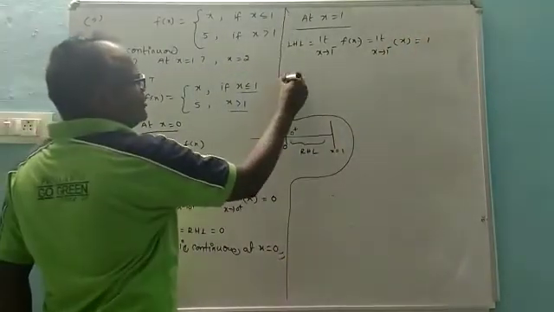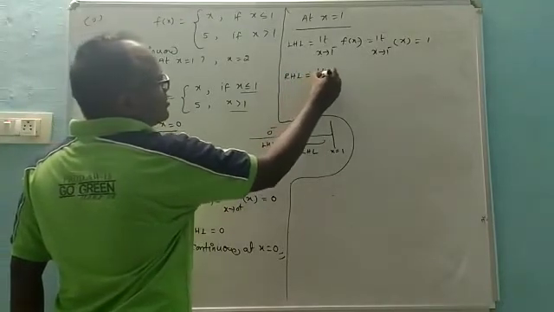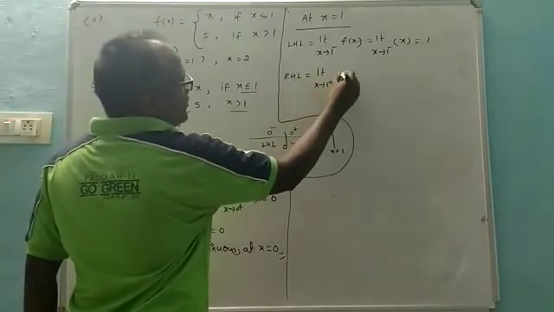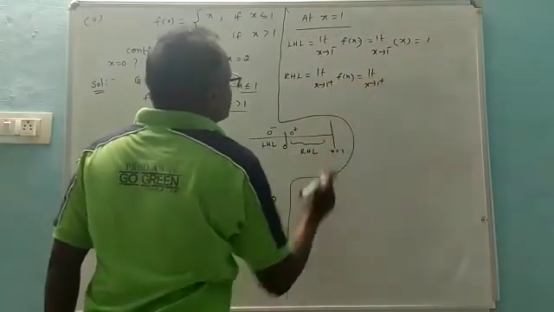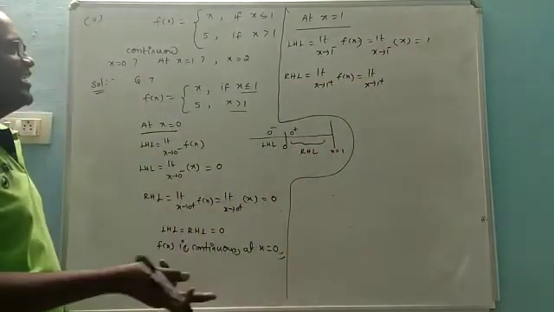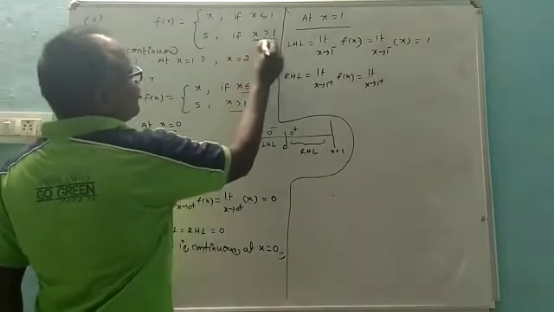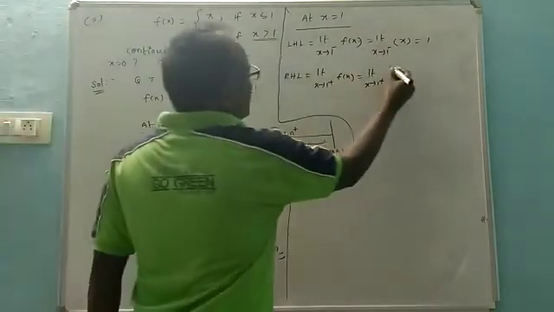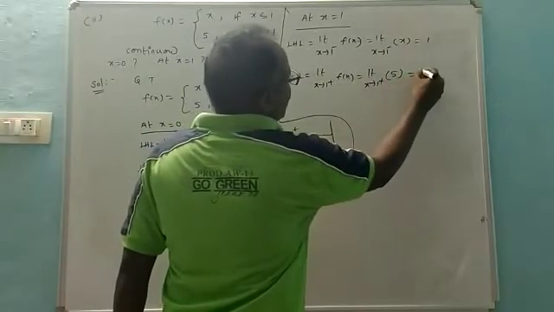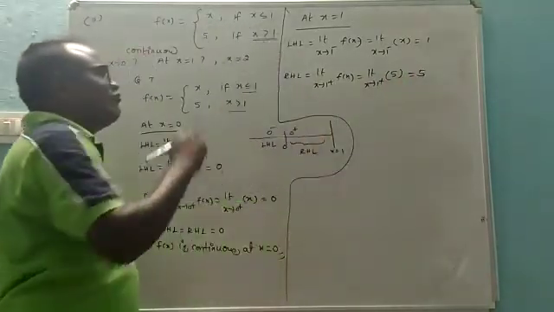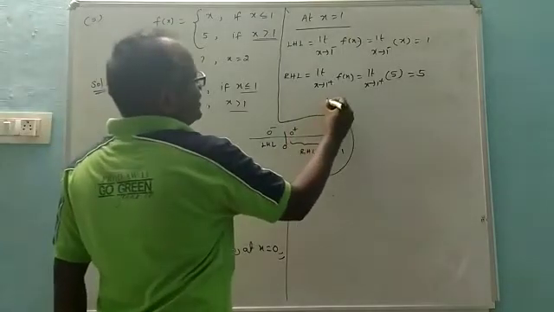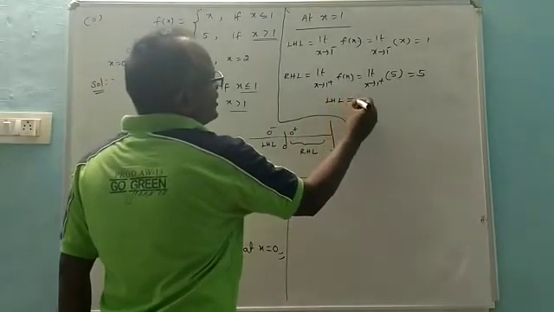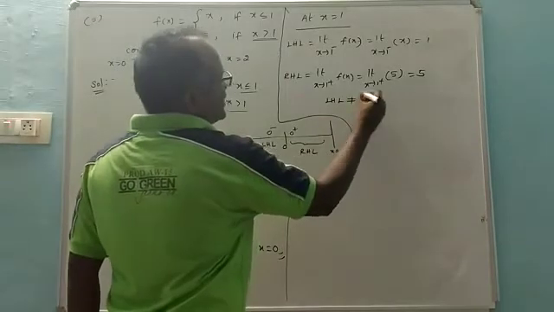What about right hand limit? Right hand limit is equal to limit x tends to 1 plus f of x. Limit x tends to 1 plus means greater than 1. So what about the value? Here f of x is 5, so the value is 5. Left hand limit value is 1, right hand limit value is 5, so they are not equal. That's why left hand limit is not equal to right hand limit.